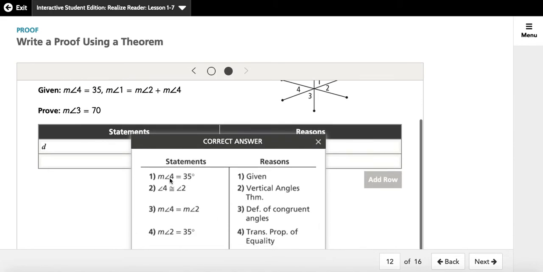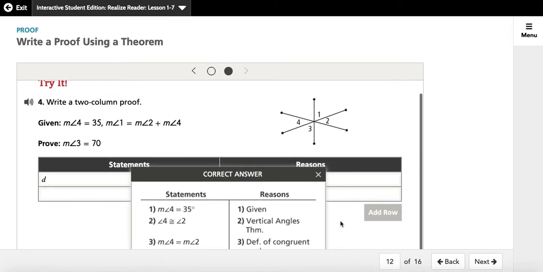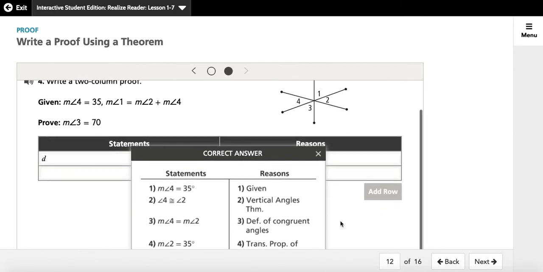Now that we know the measure of angle 4 is 35 and the measure of angle 4 is equal to the measure of angle 2, we can say the measure of angle 2 is 35. That's the transitive property. It's not a substitution, it's the transitive property. Then they use the other given, which is the measure of angle 1 equals the measure of angle 2 plus the measure of angle 4.